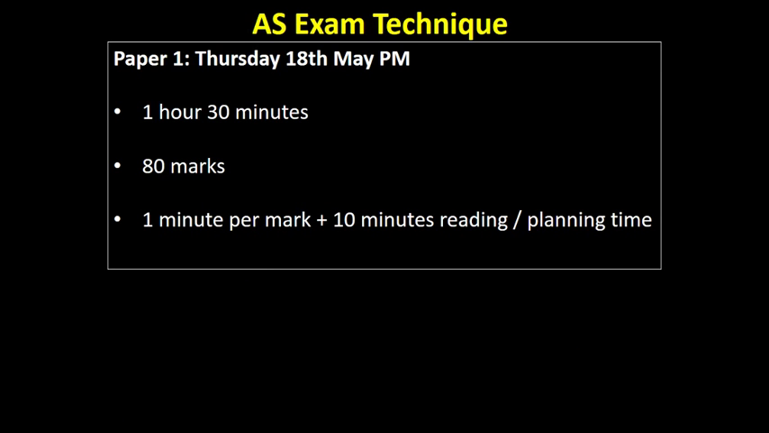So this year paper 1 is on Thursday the 18th of May in the afternoon. It's a 1 hour 30-minute long exam. It's 90 minutes, in other words. It's worth 80 marks, and it's fairly obvious to see that 90 minutes, 80 marks can give you a minute a mark and 10 minutes reading and planning time.